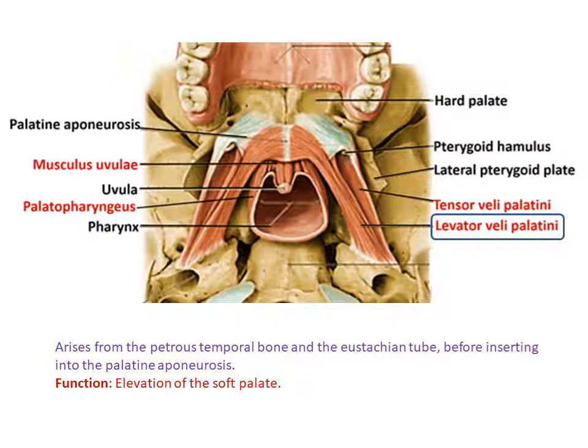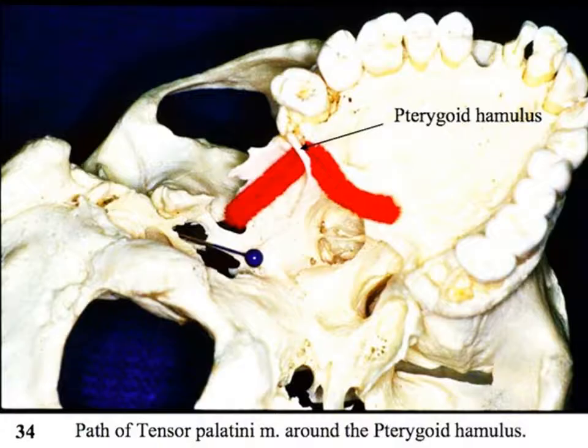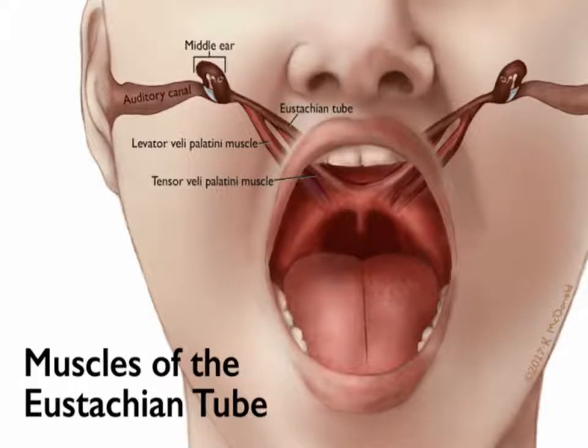This muscle, levator veli palatini, arises from the petrous part of temporal bone and especially from the eustachian tube before inserting into the palatine aponeurosis. This is again tensor veli palatini, a repetition of the slide showing origin from scaphoid fossa, taking a turn around pterygoid hamulus and then inserting into the palatine aponeurosis. But we are talking about this muscle, which is levator veli palatini. Levator veli palatini takes origin from eustachian tube and petrous part of the temporal bone and is inserted into the palatine aponeurosis.